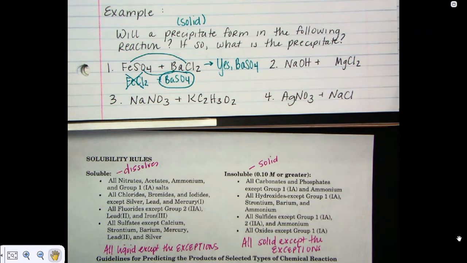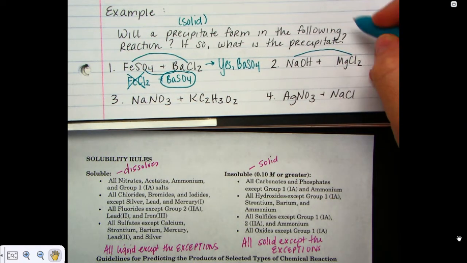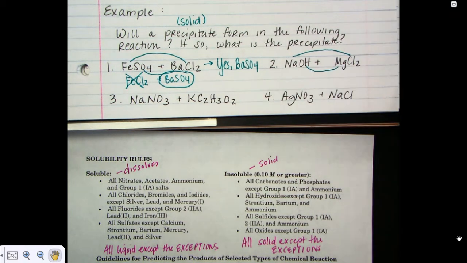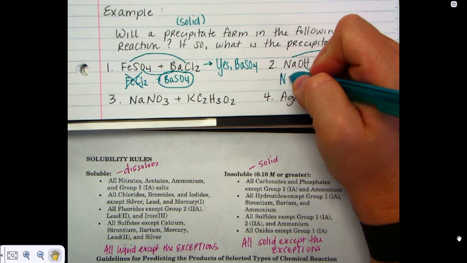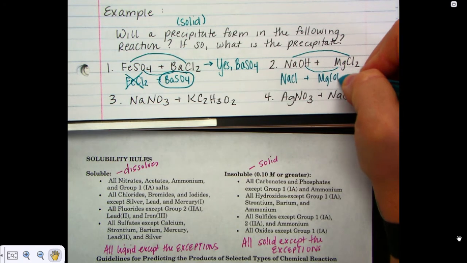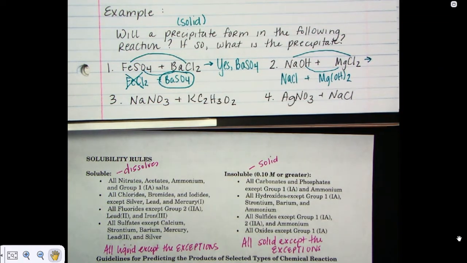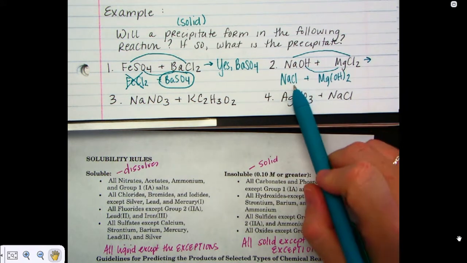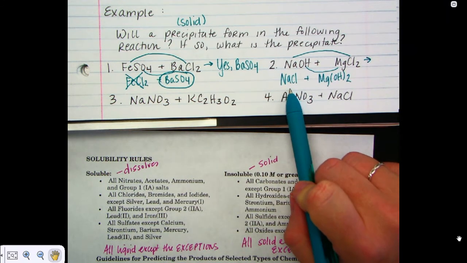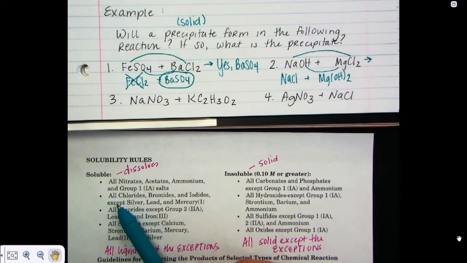All right. So let's look at number 2. NaOH and MgCl2. So we know that the Na is going to go with the Cl, the Mg is going to go with the OH. That's going to give me NaCl plus Mg(OH)2 as my products. So hopefully at this point in life, you know that this is salt and you know what salt does in water. It dissolves.